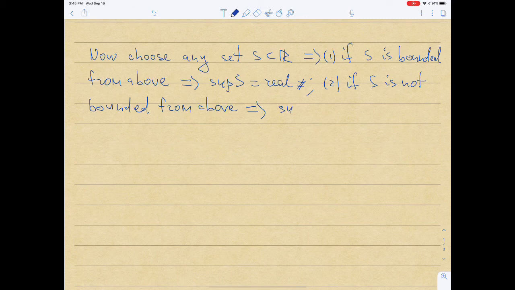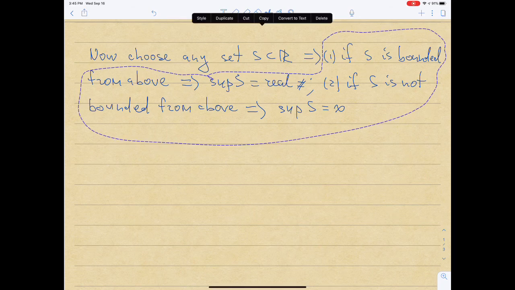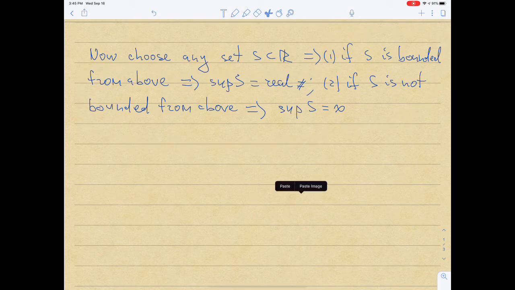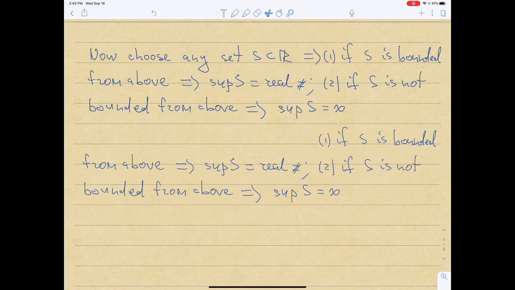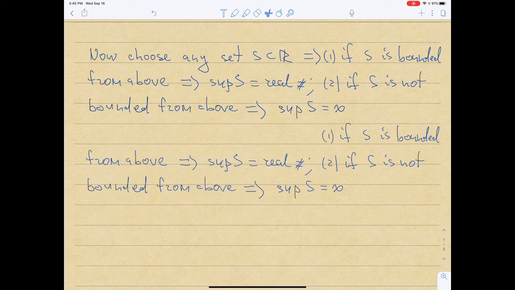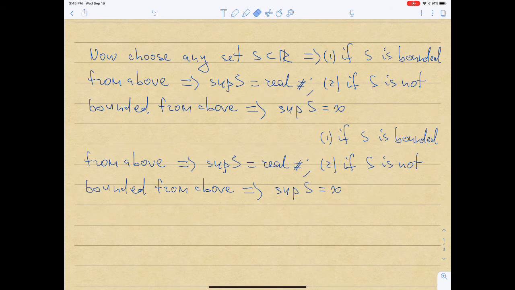Supremum of S is infinity, per what we just discussed. And then we have the symmetric set of statements about the infimum. So we have 3 and 4.